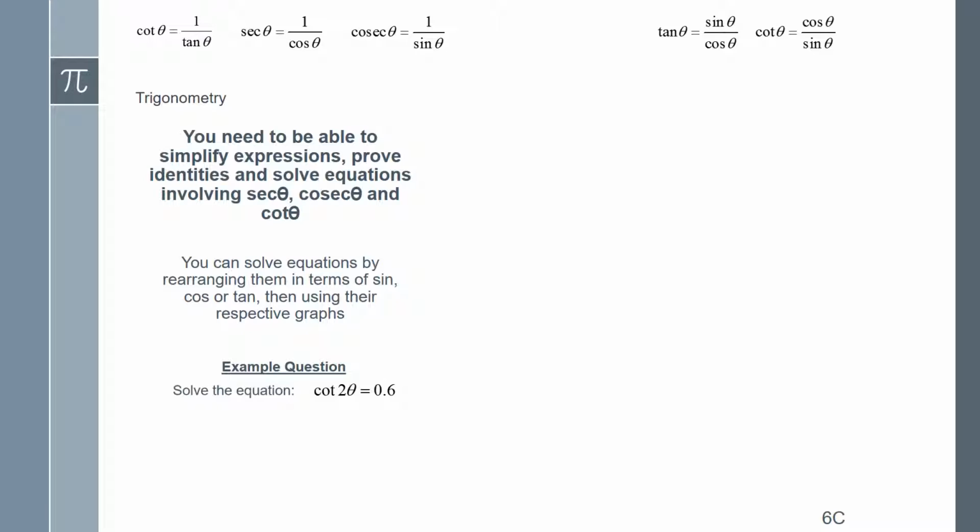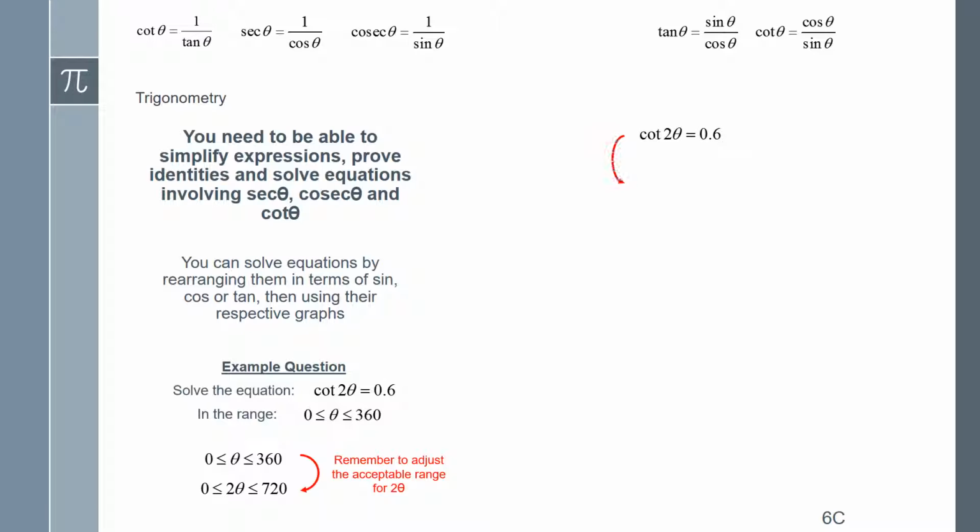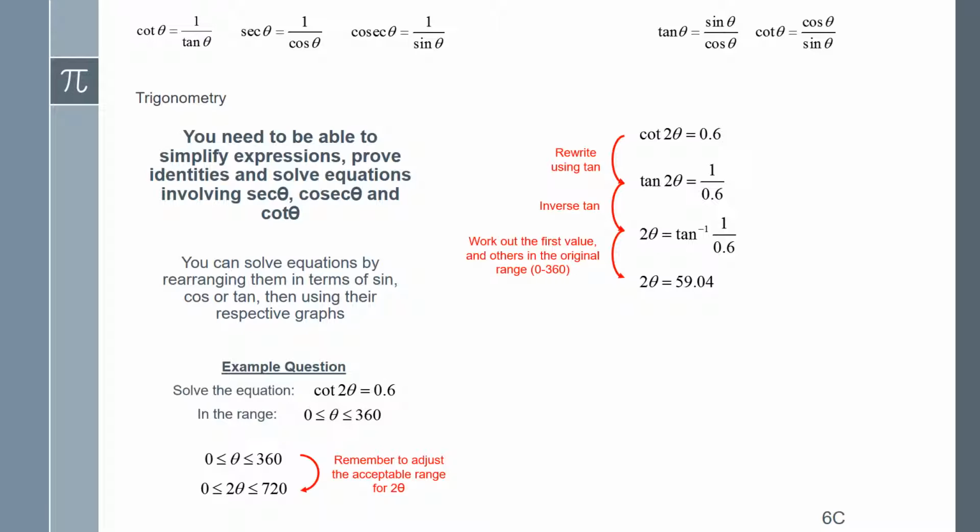Solve the equation cot 2 theta is 0.6 in the range 0 to 360. It's a function of theta, so we need the new range. So instead of being 0 to 360, it's now 0 to 720. So we're looking for answers in the range 0 to 720. Cot is 1 over tan. So if cot 2 theta is 0.6, that means that tan 2 theta is 1 over 0.6. If we inverse tan that, 2 theta is 59.04 degrees using the calculator.